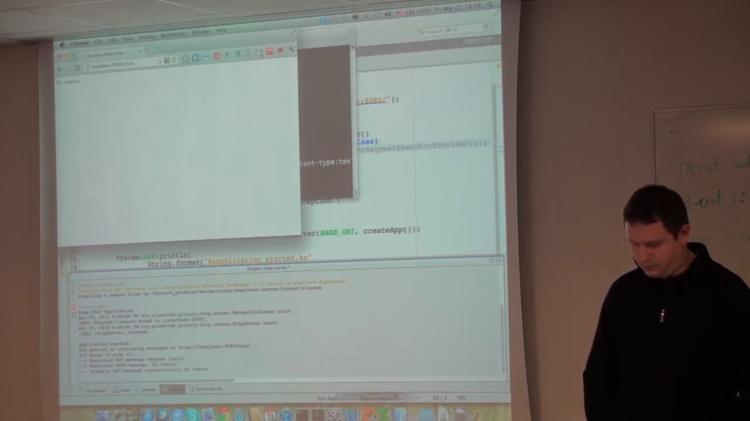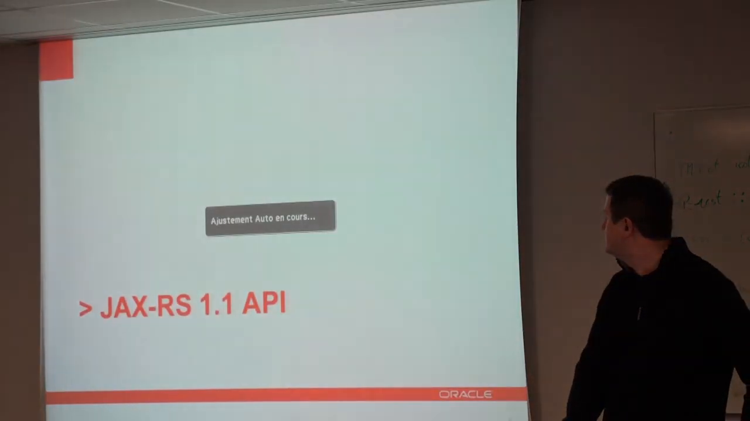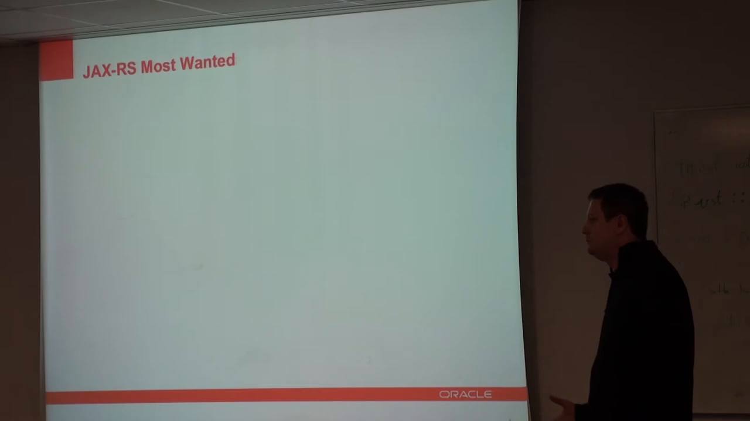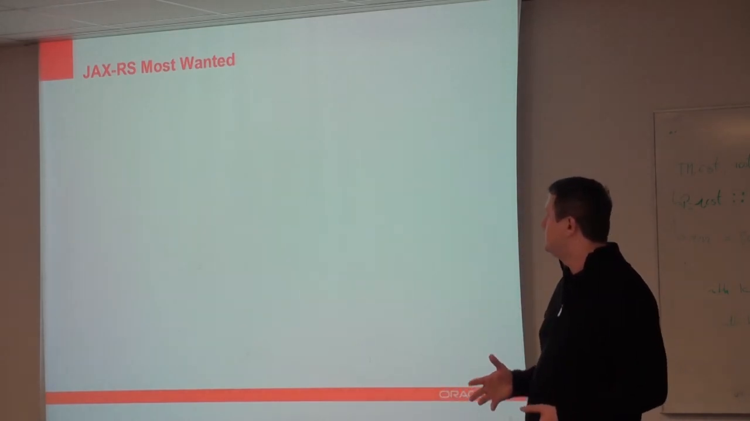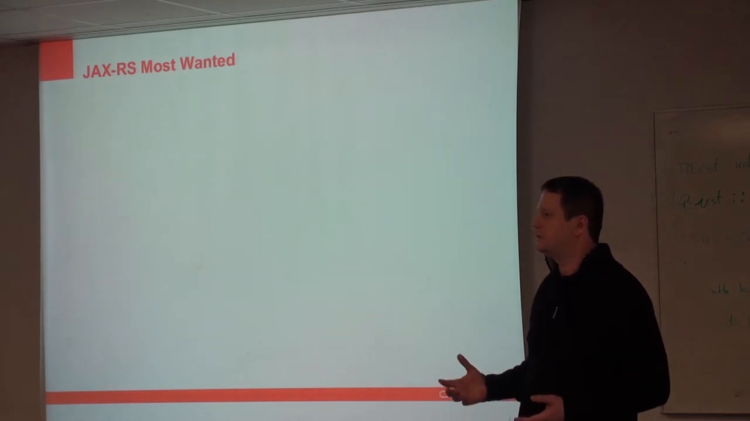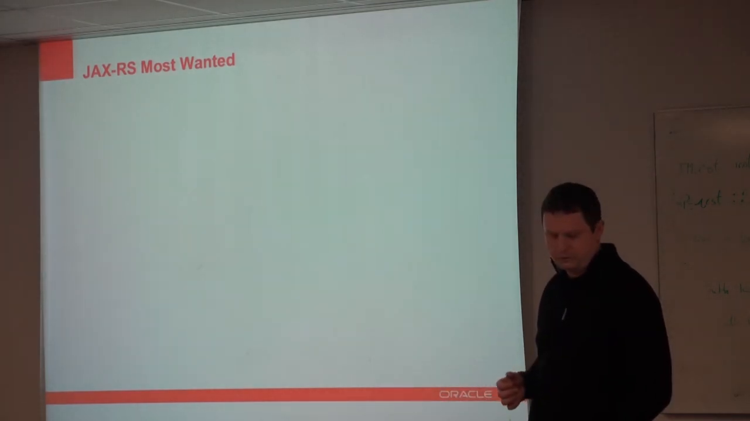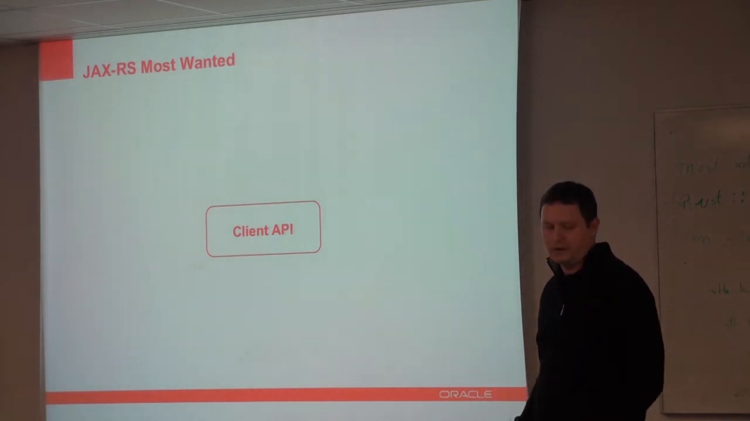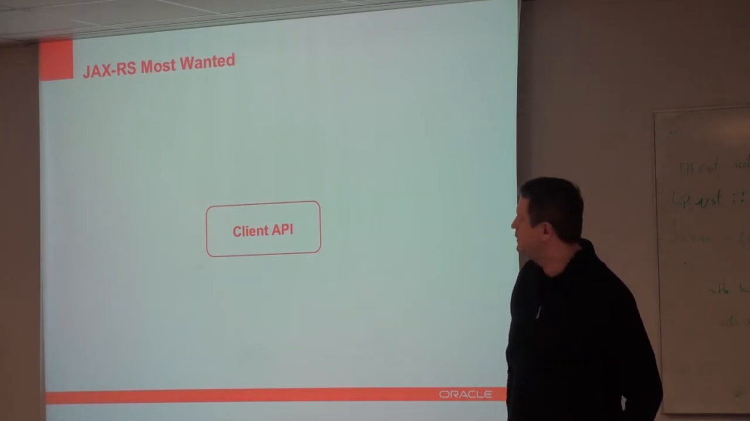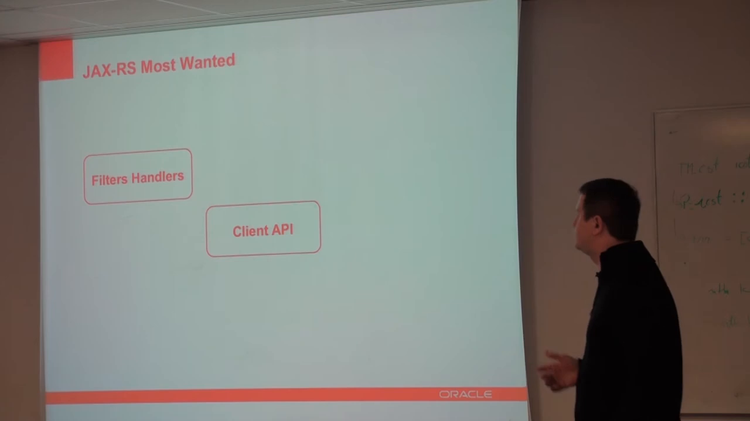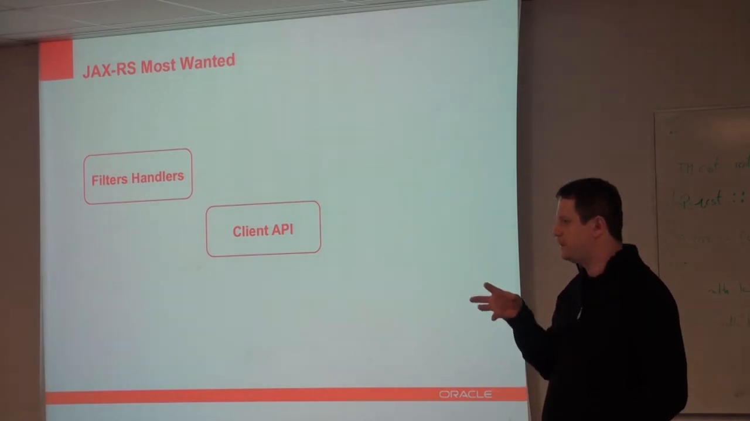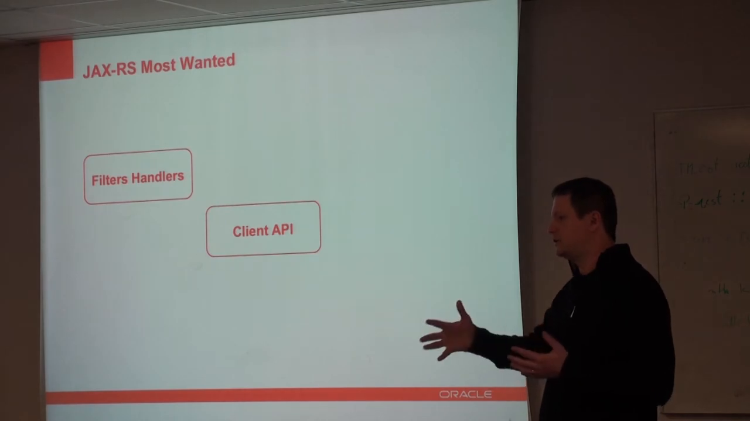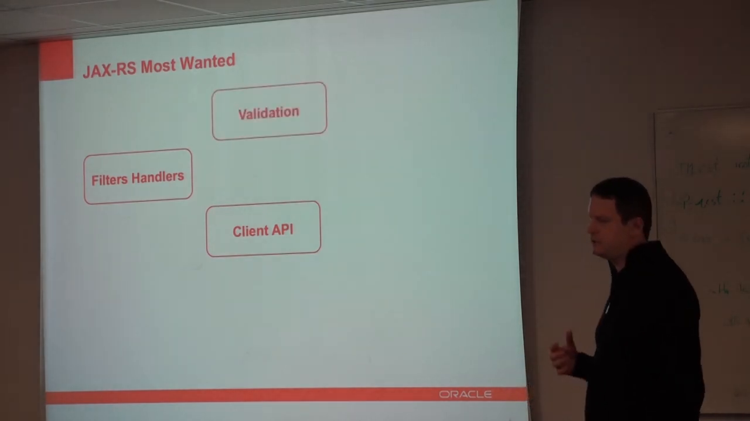Let's now maybe go back to, or resume, the presentation. Okay, so that was the server-side API for creating resources, which is 1.1. But over time, people came up with ideas for how this API could be extended, and several new features came to mind. First and foremost, the client API. There was no client API in JAX-RS 1.0. The next one is filters or handlers, or as we call them now, interceptors. That would let you intercept the request flow or the serialization and deserialization of the entities. The next one is validation.